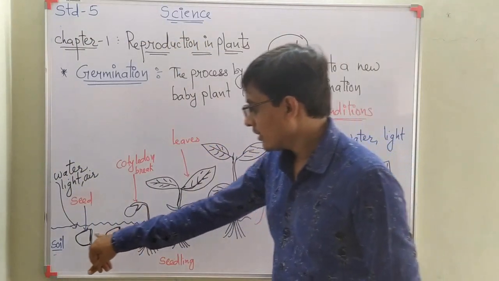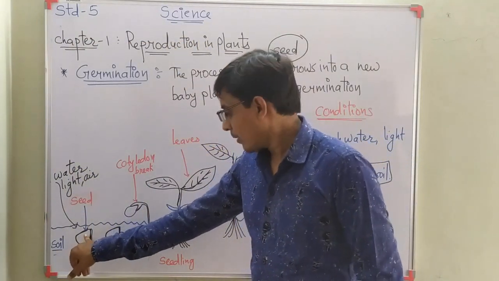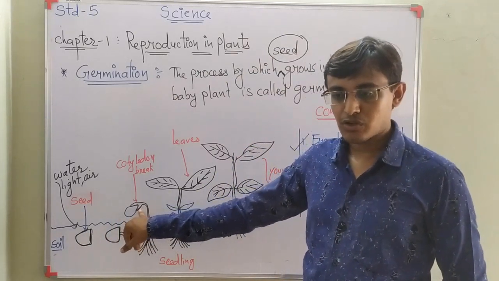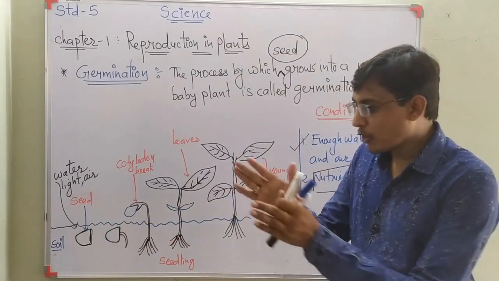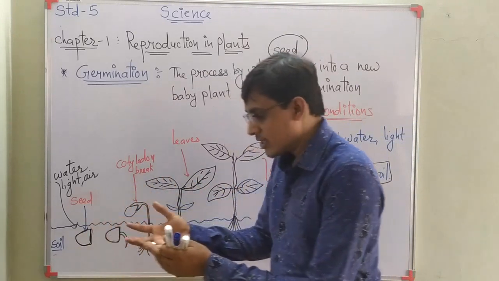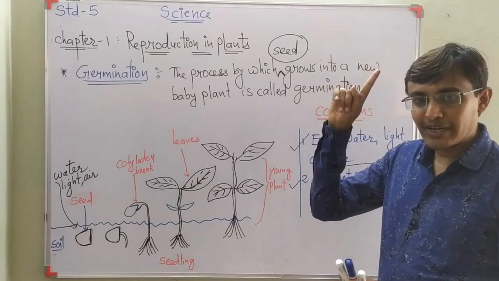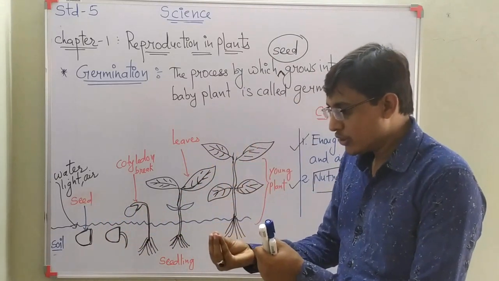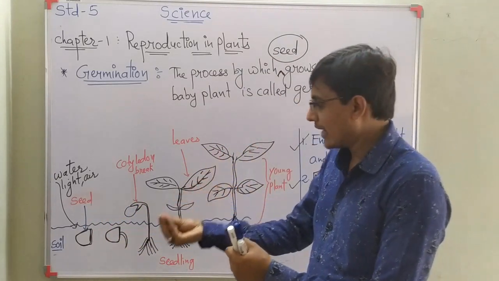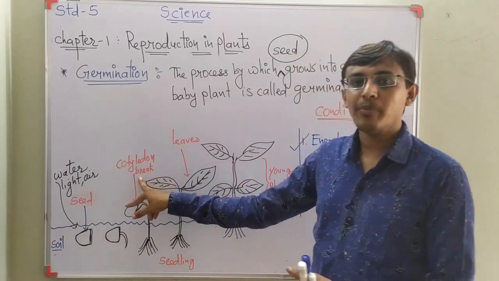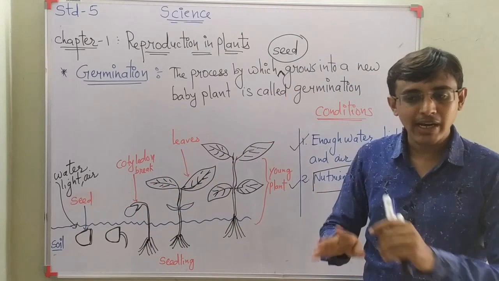From the start, what will happen? The seed coat will break. When you give proper conditions, the seed will start growing. From the embryo we have already discussed, it uses the food from the cotyledon and starts growing. First step, the cotyledon will break. Cotyledon means the seed's upper layer. Okay, it will break down.